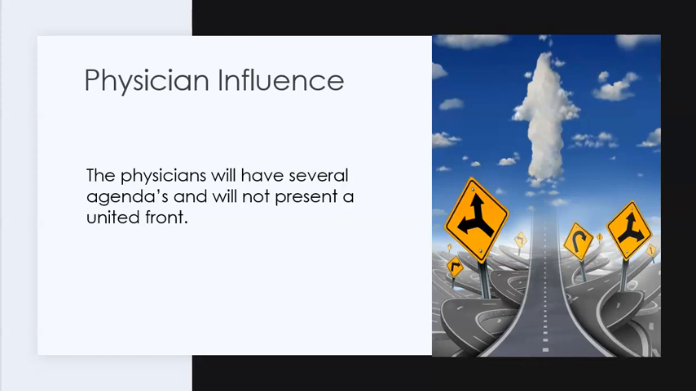Then you have physician influence. In the social hierarchy of healthcare, physicians are the lords of the land. They generate a lot of income, and they tend to get what they want. However, they can almost never agree on what they want.